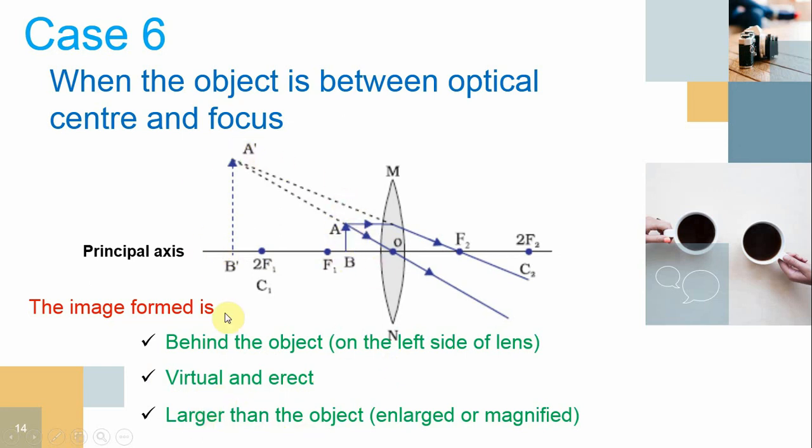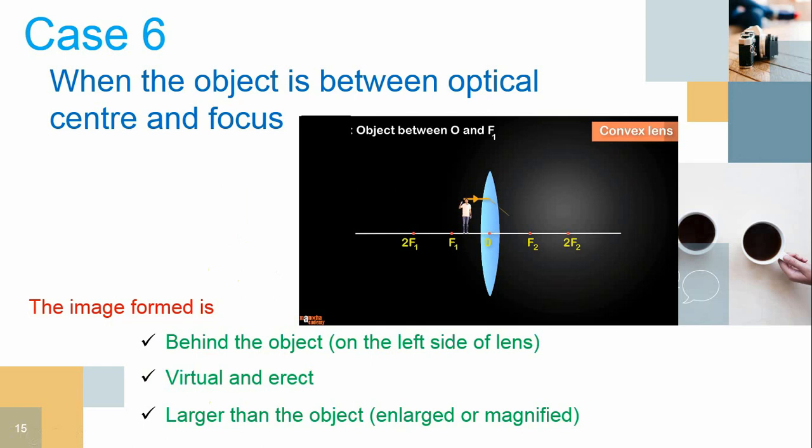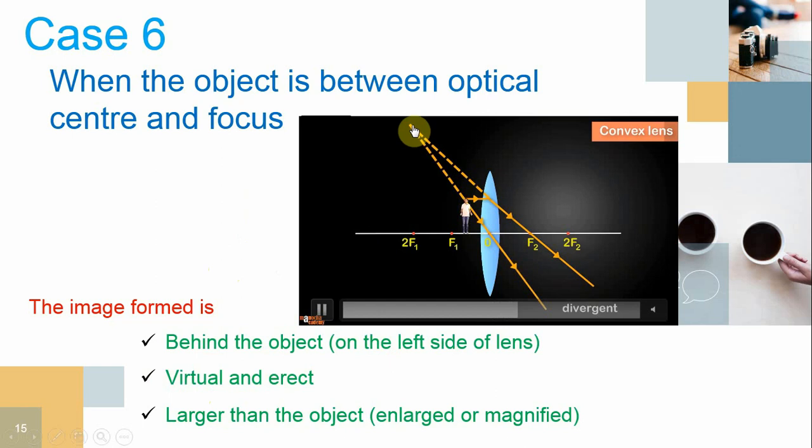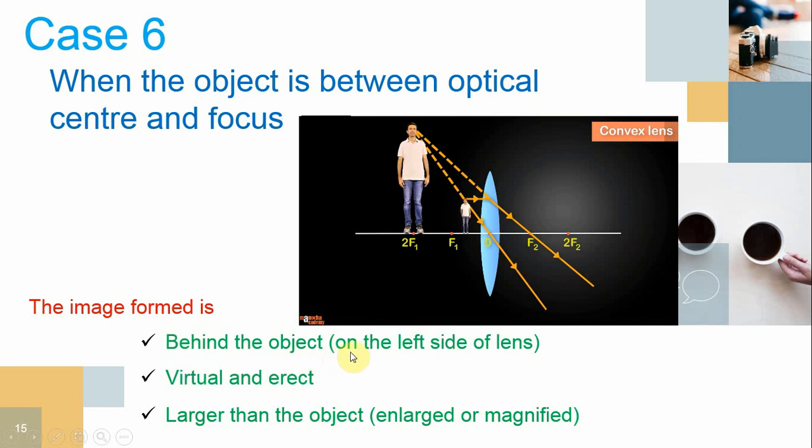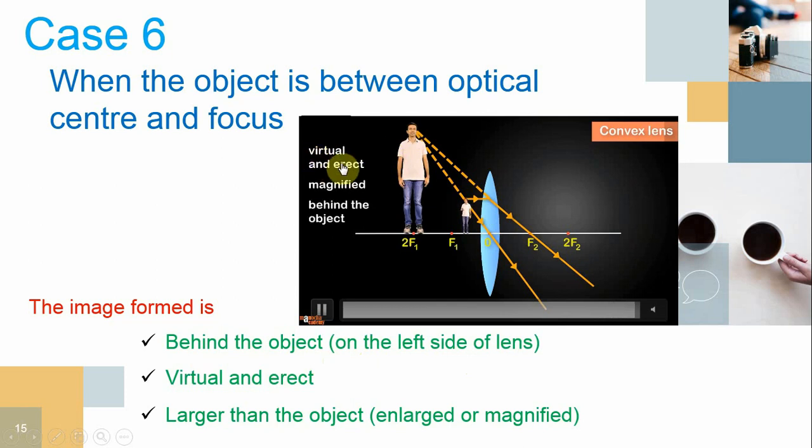That means enlarged. But the nature of the image is virtual and erect because the image is formed above the principal axis, so it is called virtual and erect. Let us see the animation. Now we trace back the rays, we can get the image. So the image will be formed behind the object, that means left side of the lens. Image is formed above the principal axis, so the nature of the image will be virtual and erect, and the size of the image is enlarged.